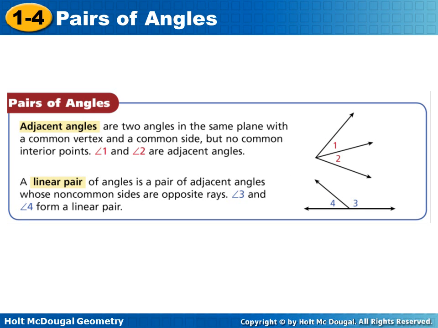Adjacent angles are two angles in the same plane with a common vertex and a common side, but no common interior points. So 1 and 2 are adjacent angles because they do not overlap, but they do share the center ray.